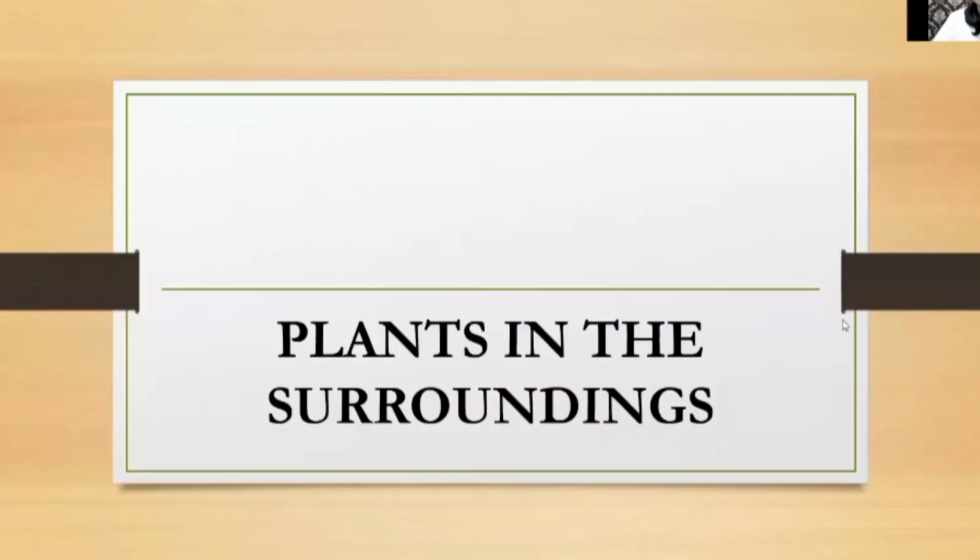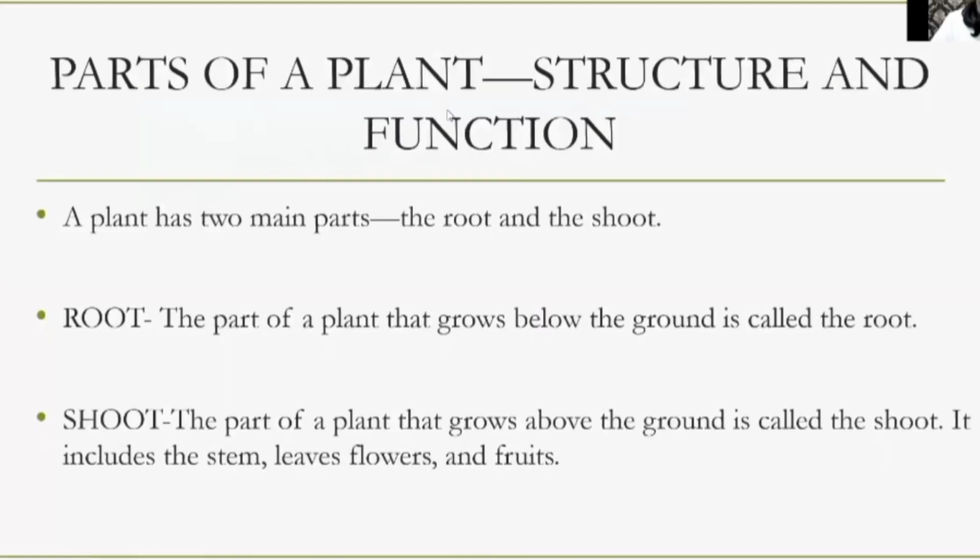So, our next topic is plants in the surroundings. First, we'll be talking about the parts of a plant, the structure, and its function. A plant has two main parts, the root and the shoot.